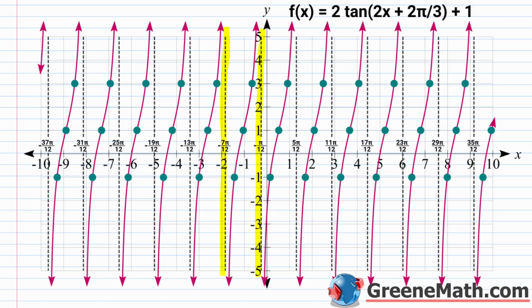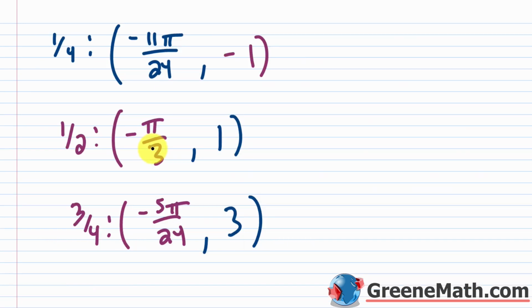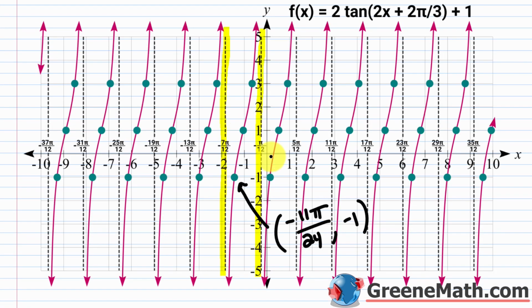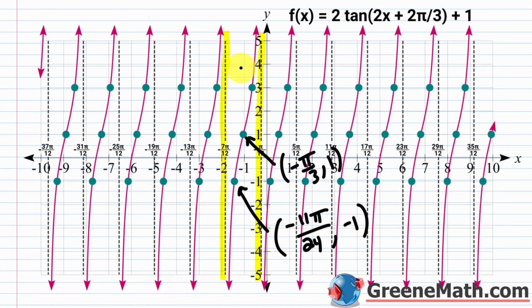But basically, I can come through here and try to fill this in. It's going to be really tight. This point right here, let me just arrow to it and say it's negative 11 pi over 24, comma, negative 1. Then you have your negative pi over 3, 1. So this right here is negative pi over 3, comma, positive 1. And then this one right here is negative 5 pi over 24, comma, 3. So again, you can click that link and go to Desmos and see all of these points.